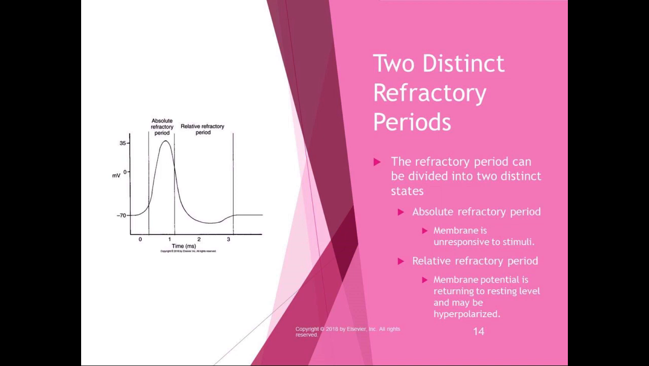So if it's a stronger than normal stimulus. During the absolute refractory period, those membrane channels are just getting ready to work again, but they're not ready. During the relative refractory period, they're ready and it's getting there, and if you have a bigger stimulus, you could generate an action potential.